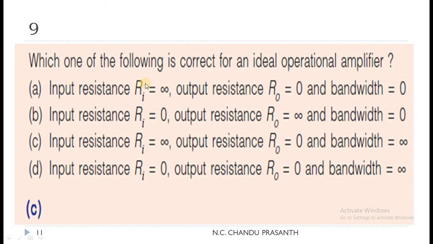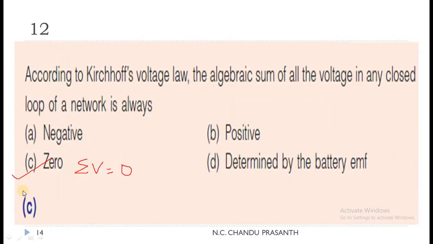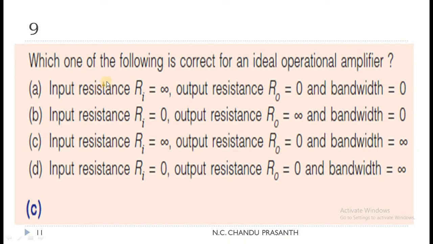Ninth one. Which one of the following is correct for an ideal operational amplifier? This is a very important bit. It has been asked many times in the ESC preliminary examination. Option A, input resistance Ri equal to infinity, output resistance Ro not equal to 0 and bandwidth equal to 0.